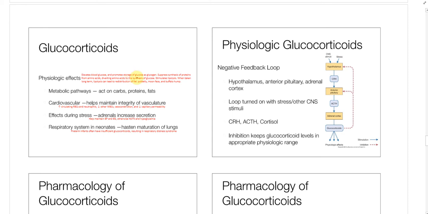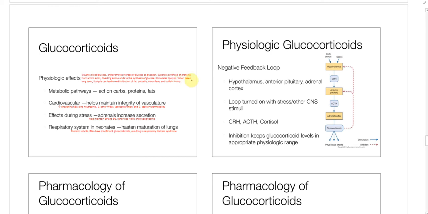So they're going to promote glycogenolysis, which is the breakdown of glycogen into glucose. It's going to promote gluconeogenesis, which is the creation of new glucose. And we're going to be suppressing the synthesis of proteins from amino acids, diverting the amino acids to the synthesis of more glucose. And we're also going to stimulate lipolysis, which is the breakdown of lipids, so that lipolysis can be used to gain even more energy.